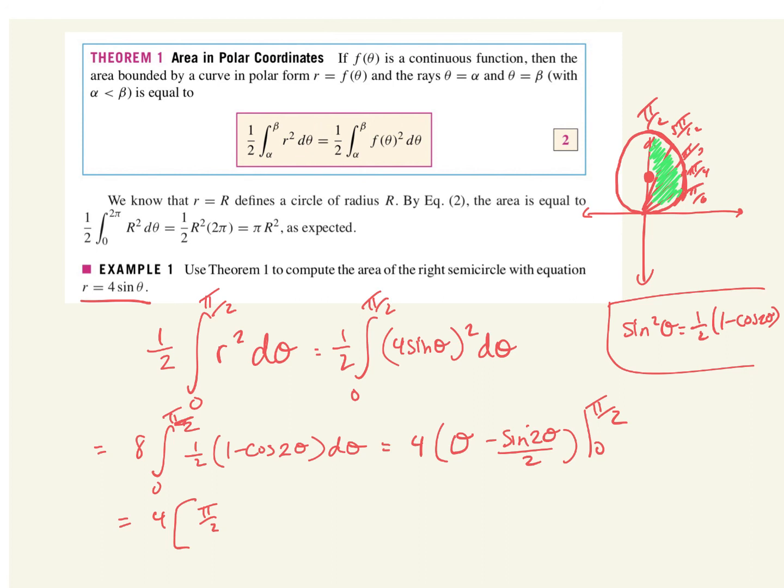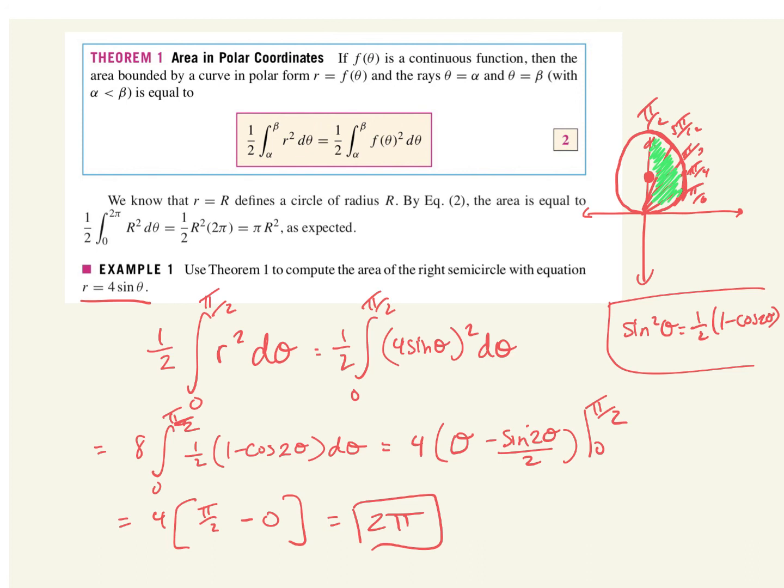Okay, plugging in pi over 2 to theta minus sine 2 times pi over 2, so sine pi, that's 0. So we have a 0 there, I don't need it. Minus, if I plug in a 0, I have a 0, a sine 0, I have zeros everywhere. So I end up with 4 times pi over 2, or 2 pi. Okay, that is the area over there.